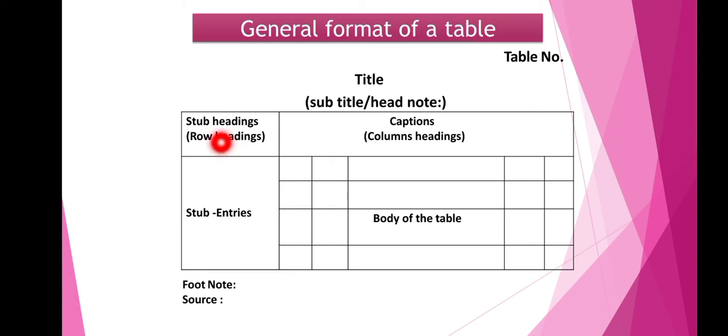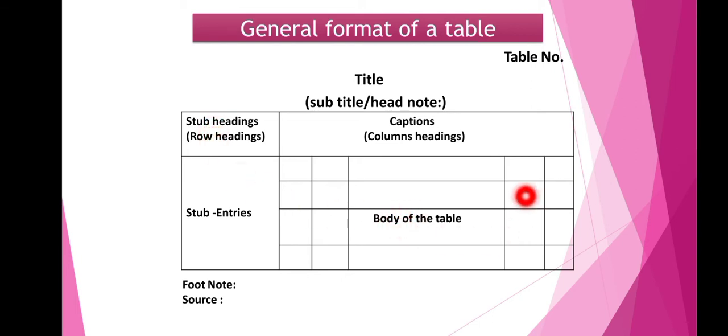Okay, and here we have stub headings or row headings. Row headings are called stubs. They explain what the row represents. Stubs are usually written in one or two words at the extreme left hand side of the table.